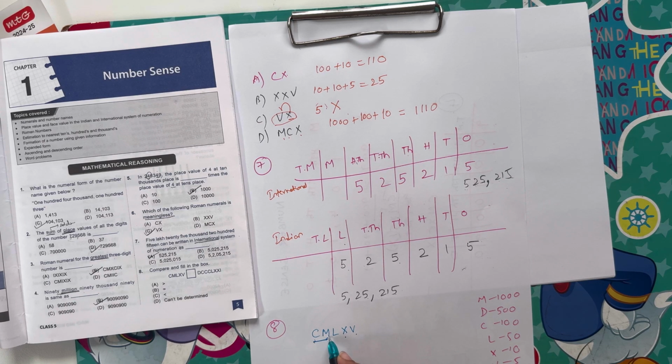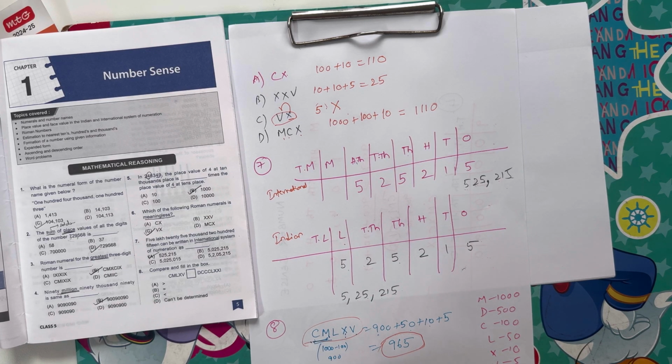So CM, M is 1000. 1000 minus 100 is 900. So CM is 900 plus L is 50 plus X is 10 plus V is 5. So total, 950 plus 10 is 960, and 965 is the notation for this.